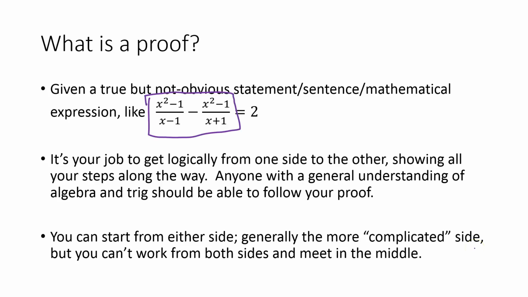What you can't do, and this is a mistake I see a lot, is work from both sides and meet somewhere in the middle. That's a way that some students try to cheat the system. They say, well, I did some stuff on the left, I did some stuff on the right, and now they equal each other. Or maybe they don't quite equal each other, but they make it equal each other, and you try to scoot around by doing that. But you have to start from one side, do step, step, step, step, and then end with the other side. That's the goal of a proof.